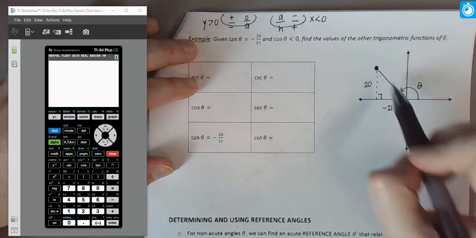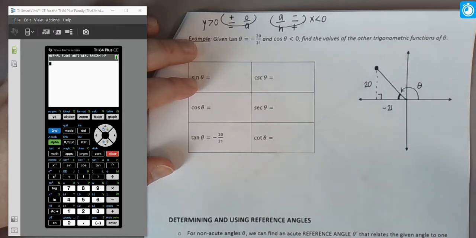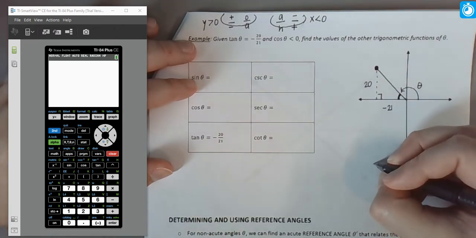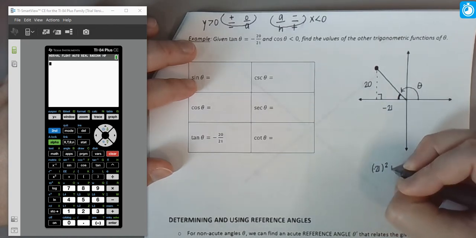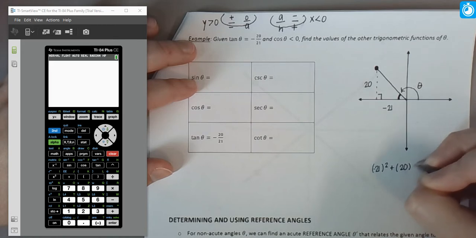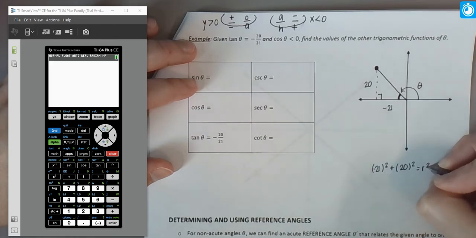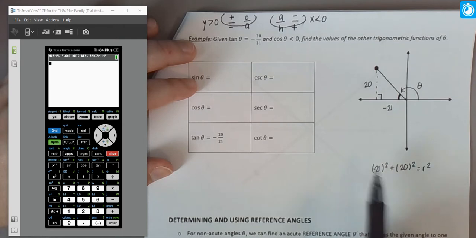Okay, now we need to know the length of our hypotenuse. So we know that x squared, which is negative 21 squared, plus y squared, which is 20 squared, is equal to r squared, where r is unknown. So let me do this one. Let's see, negative 21 squared. Now make sure when you type this in, if you're going to type this in, you have to put parentheses around a negative when you square it. Otherwise you will get a negative output, and you know that squaring a negative results in a positive, so make sure you put parentheses around it.